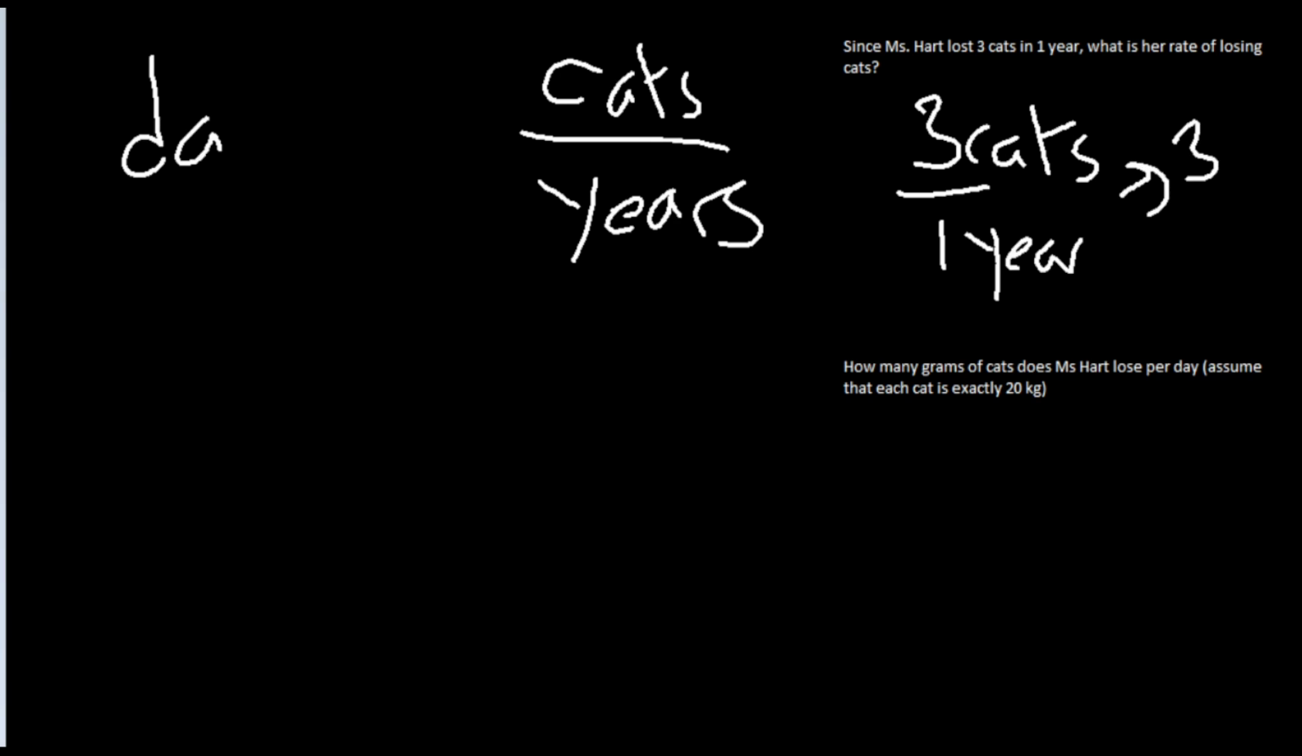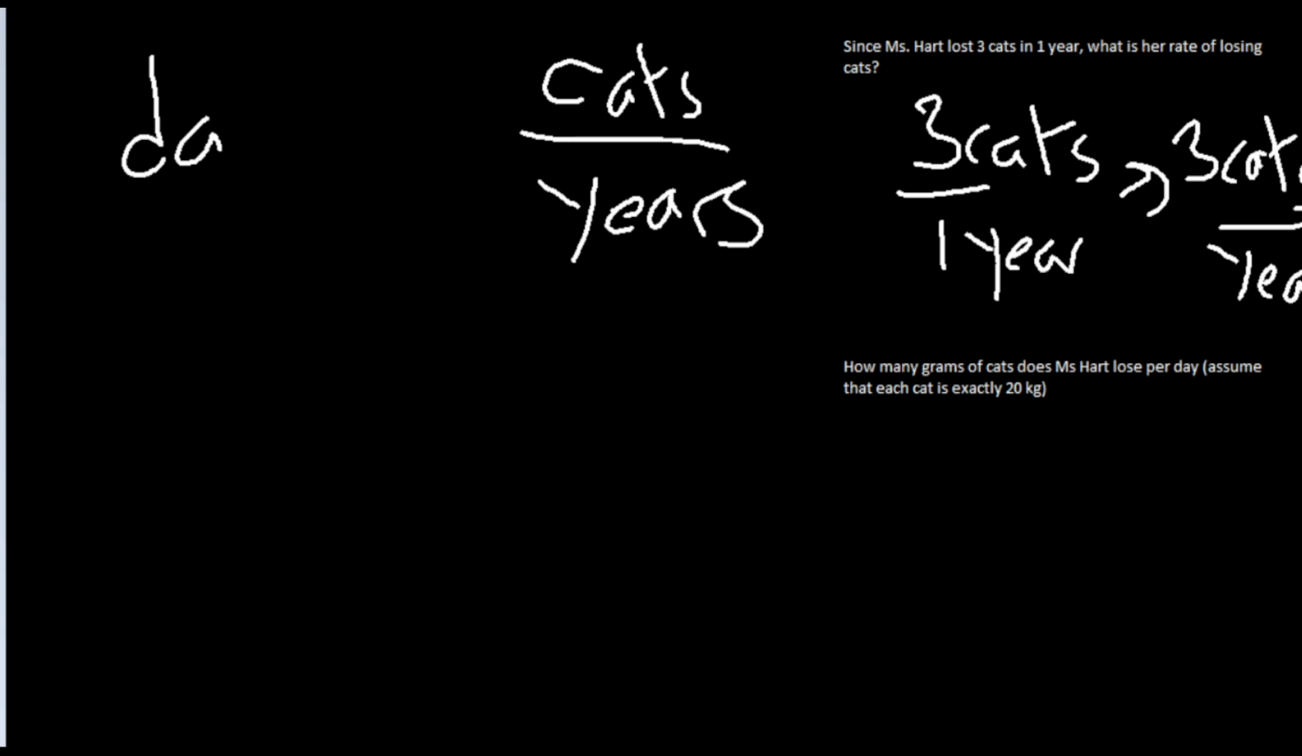And you have 3 cats per year. That's literally stoichiometry. Now it gets a little more complicated with the second example. So you already have your 3 cats per year, right? I'll read the example to you first, sorry. How many grams of cats does Miss Hart lose per day? Assume that each cat is exactly 20 kilograms.